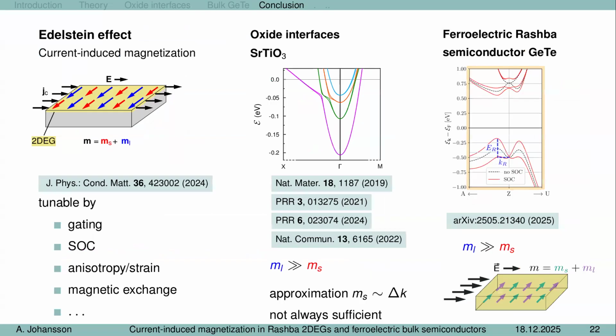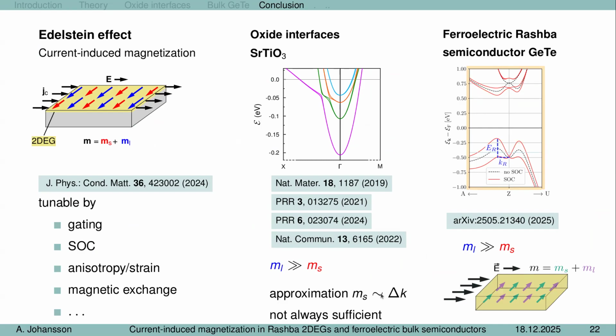And this finally brings me now to the end of my talk. So I introduced the Edelstein effect, which is a current-induced magnetization in systems without inversion symmetry. And then I introduced two prominent material classes, oxide interfaces, where the main conclusion was that orbital magnetization is larger than spin magnetization, and this general approximation that the effect should increase with the spin splitting is not always sufficient.